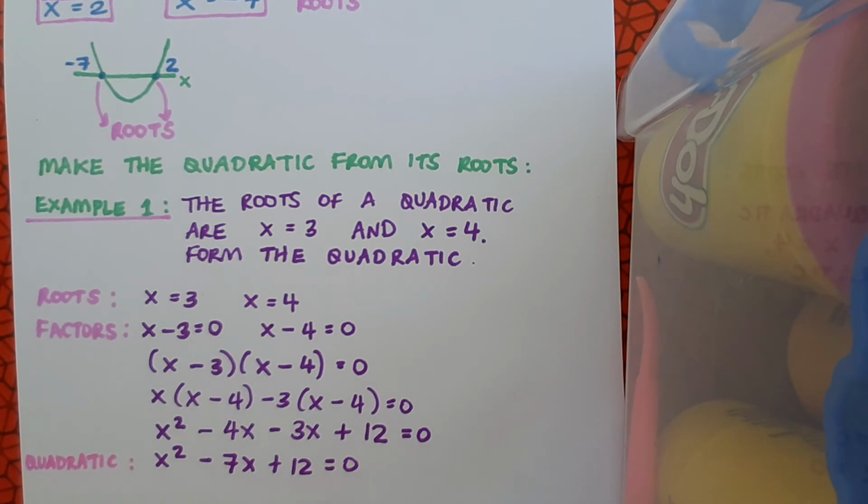The headings are nice because they give you a little bit of structure to follow. So that's always the approach that you're going to take. The roots make the factors, which multiply together. When you multiply together, you get the quadratic at the end.